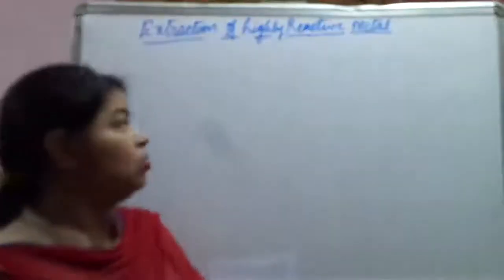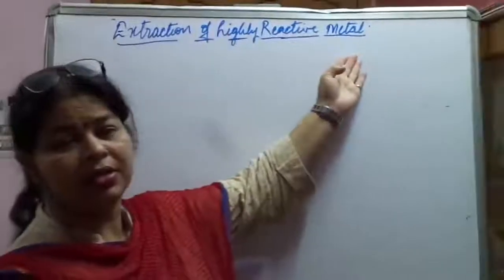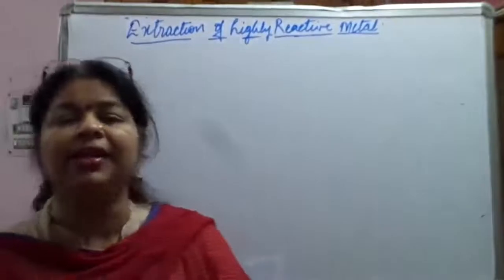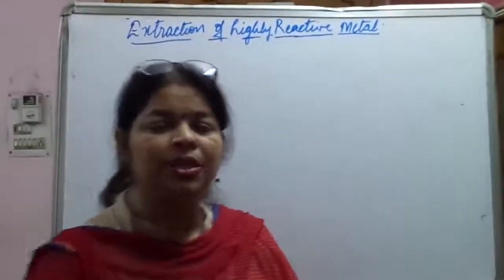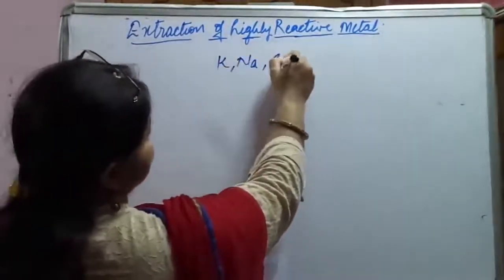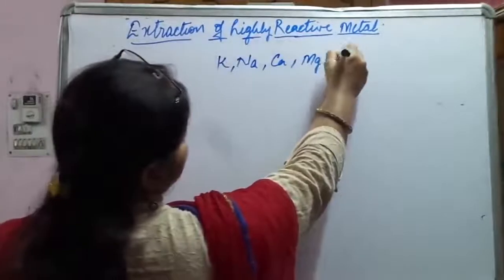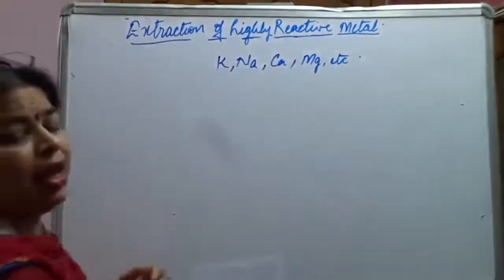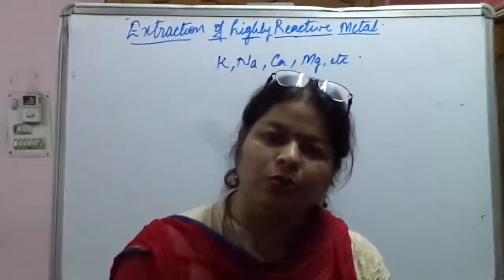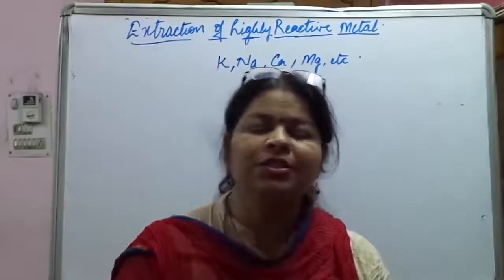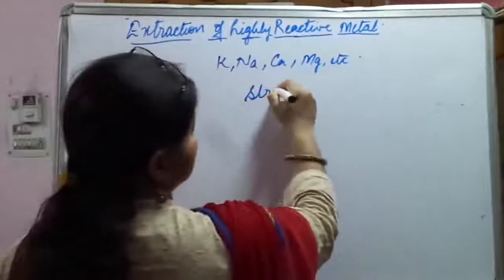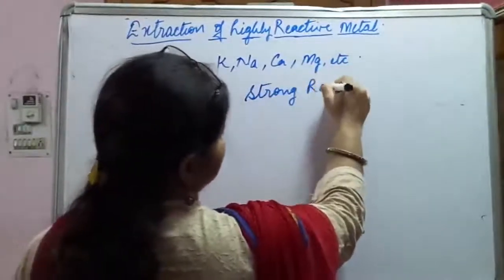In this case, we are dealing with oxides of highly reactive metals. Highly reactive metals means potassium, sodium, calcium, magnesium, etc. If we take the oxides of these highly reactive metals, they cannot be reduced with the help of carbon, because they are very strong reducing agents.